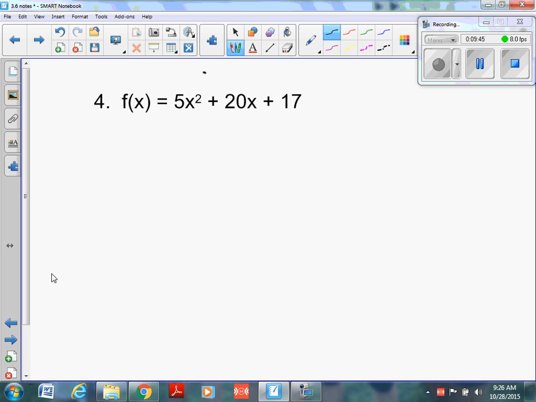F of x equals 5x squared plus 20x plus 17. I don't know which way to show you now, because I want to do it one more time. This is in what form? This is in standard form. And what form do we want to put it into? Vertex form. So now I don't know which way I should show you. I'm just going to do negative b over 2a.